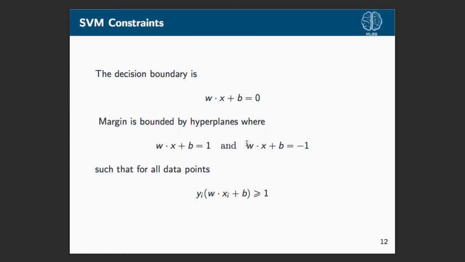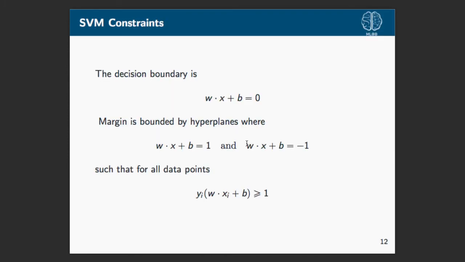Just to recap briefly, we have our decision boundary denoted by wx plus b equals 0. Our margins are denoted by wx plus b equals 1 and wx plus b equals negative 1. We want all our data points to satisfy y times (wx plus b) greater than or equal to 1, and it'll be exactly 1 if it's a support vector. Does this make sense? Does anyone have any questions on this so far? Okay, cool.